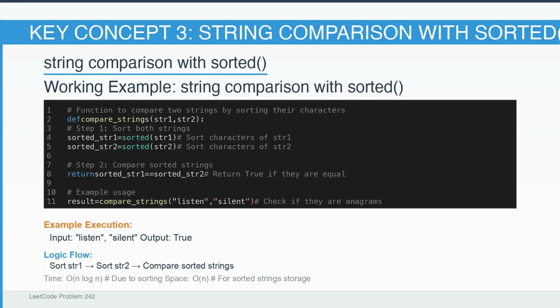Next, we compare the sorted versions of the strings. If they are identical, the function returns true, indicating that the original strings are anagrams of each other. Anagrams are words that use the same letters in different orders, like listen and silent. In the example provided, calling compareStrings listen silent will yield true, confirming they are indeed anagrams. This approach is straightforward and leverages sorting to simplify the comparison process.